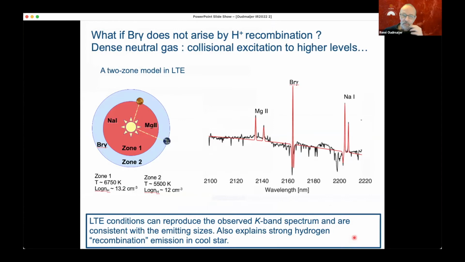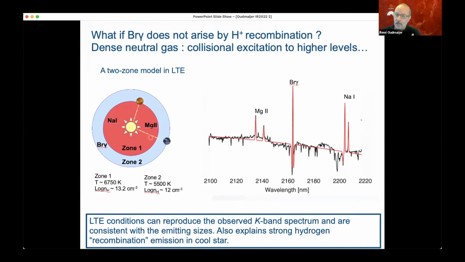To demonstrate this, we developed quite a basic two-zone LTE model, where we said, okay, we've got some warm material and dense closer into the star, basically within 1.2 stellar radii, and some cooler, less dense gas outside. And lo and behold, we can actually explain both the sodium emission and the bracket gamma emission, as well as absorption with these sizes.